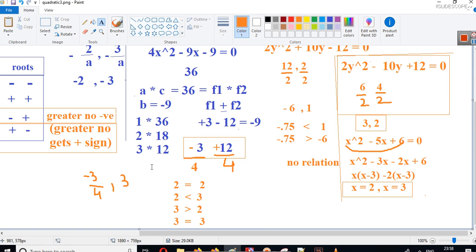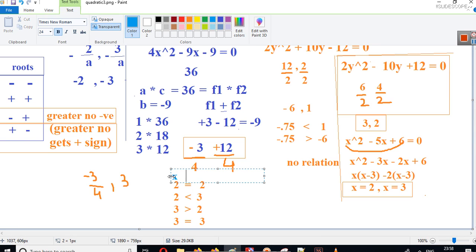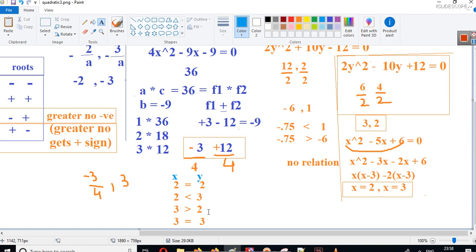You can simply write x and y here so that there is no confusion. This is x, this is y. Y has values 2, 3 and 2, 3; x has values 2, 3 and 2, 3. So you can see sometimes x is equal to y, sometimes x is less than y, sometimes x is greater than y. Hence, as per the given examples, you have to choose the correct answer.